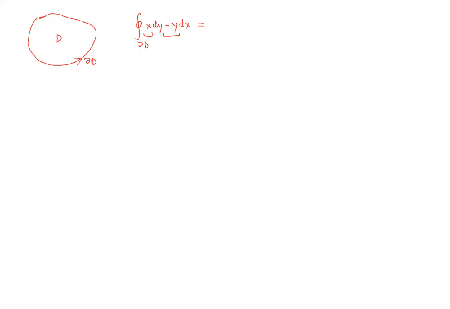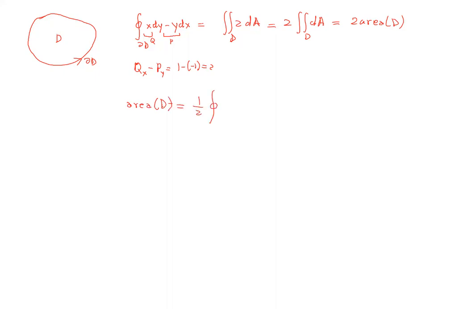flux form of Green's theorem. This could be my P, this could be my Q. Then Q sub x minus P sub y ends up being exactly 1 minus negative 1, which is 2. So this will be the double integral of 2 over the interior, where of course we can take 2 outside the integration sign. And since we're integrating now the function 1 on D, that gives us the area of D. And we come up with the following formula: the area of D is equal to 1/2 times this vector line integral.